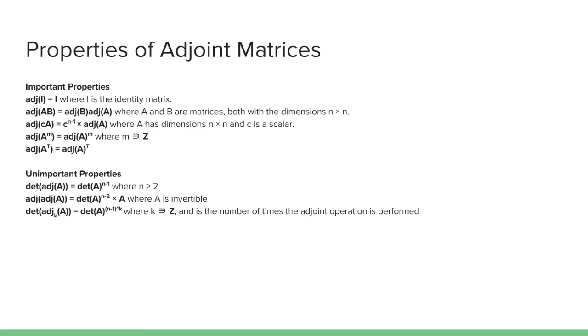In addition, the adjoint of A to the m power equals the adjoint of A, to the m power. And finally, the adjoint of the transpose of A is the transpose of the adjoint of A. Keep in mind that this basically means that the cofactor matrix of A is equal to the cofactor matrix of A transpose.